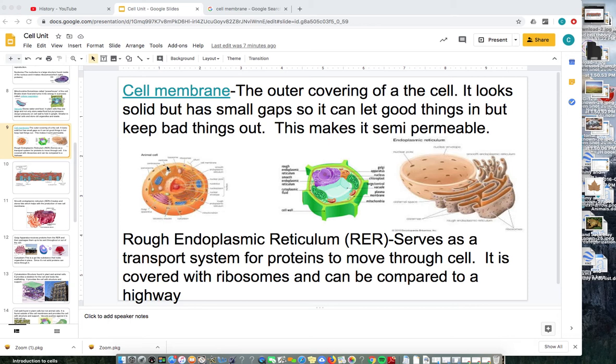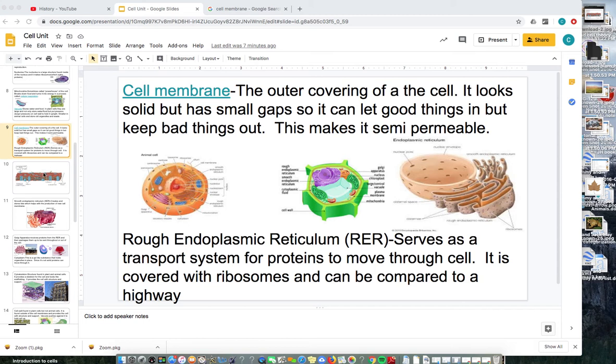The cell membrane, on a cellular level, kind of does the same thing. It's going to let helpful things like food and water in, and it's going to try and keep out things that are going to harm the cell, things like bacteria and viruses. Also, those little tiny holes make the cell membrane semi-permeable, which means that stuff like oxygen can just pass right into the cell. So remember, it gives protection, allows good things in, and keeps bad things out.